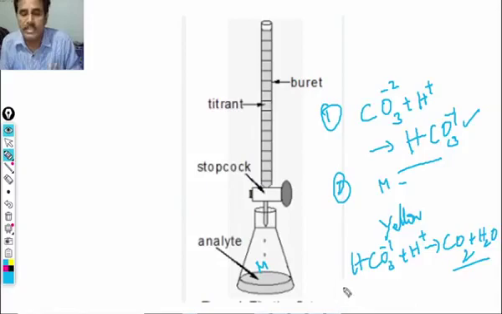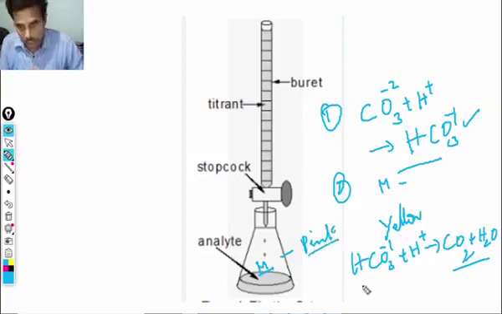Whenever the reaction is completed and there is no basicity left in the conical flask, the solution turns acidic. In the presence of methyl orange indicator in an acidic medium, you get a red or pink color, and that is the end point. So this is about the carbonate ions.